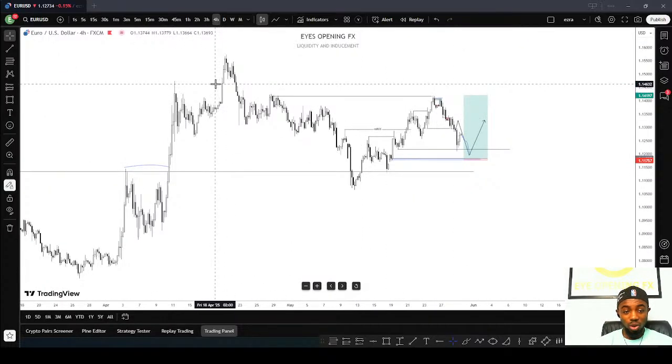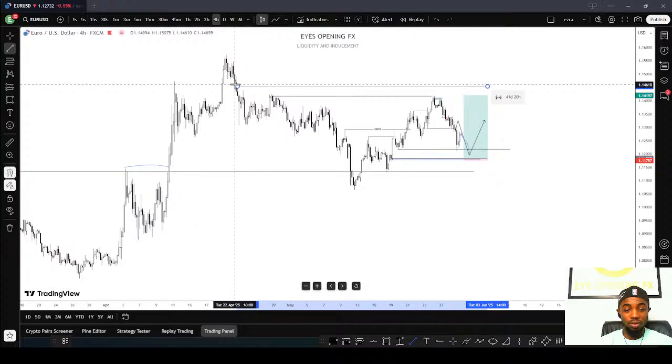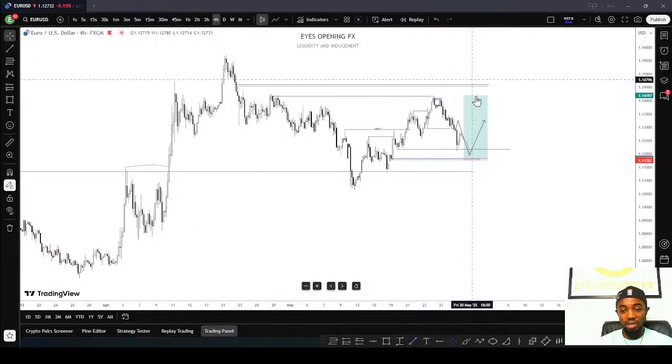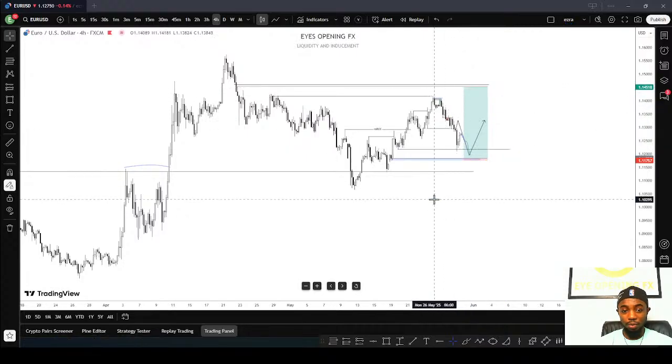And if you even want to target more, the next thing is, do we have any proportion block or reclaim block? The answer is no. We only have one imbalance right here, which is this. So if you want to target higher, this can help you. After targeting external liquidity or this high as your first target, then this as second, this can be your third take profit.